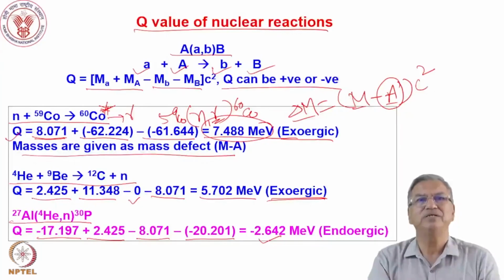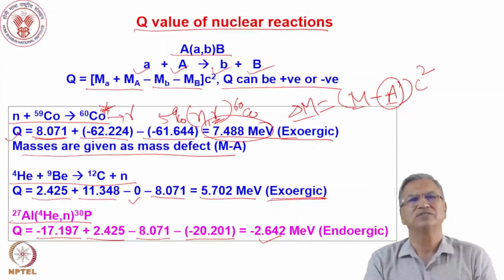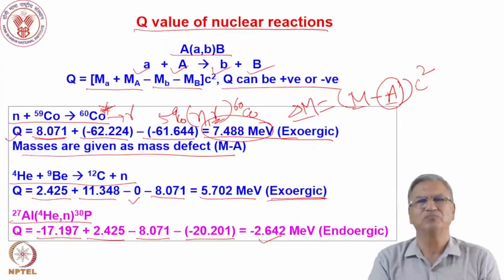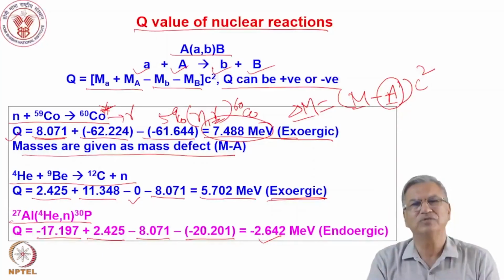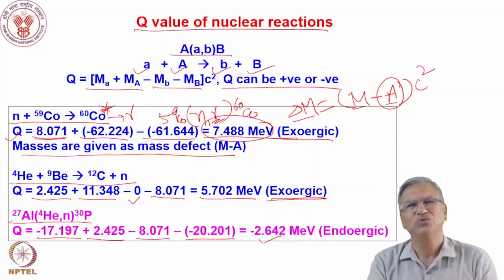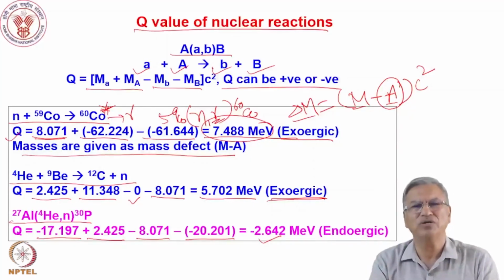The energetics are an important property of nuclear reactions, and as you will see subsequently, you can use the energetics to calculate the threshold of the nuclear reaction, that is, how much energy is required to induce a nuclear reaction. That we will discuss in the subsequent lecture.